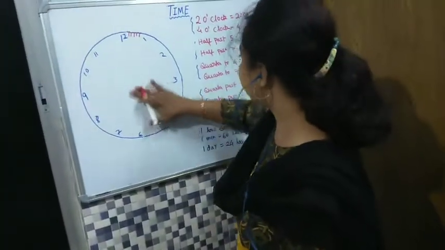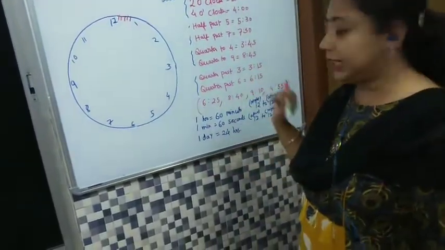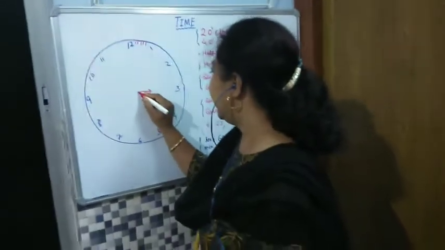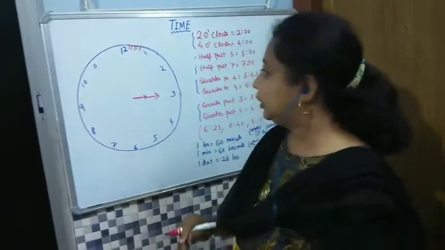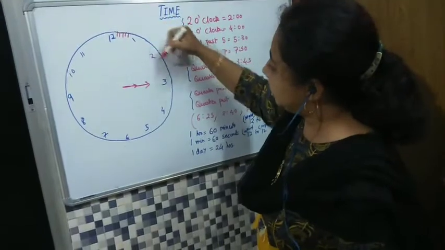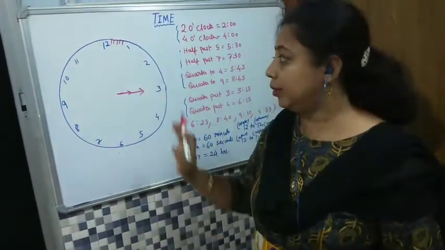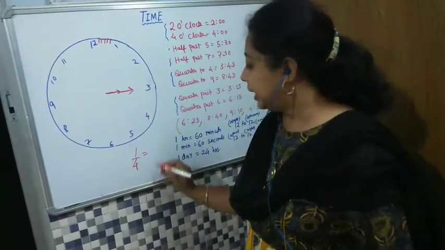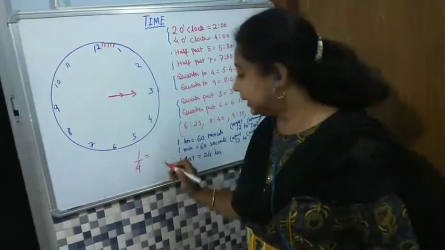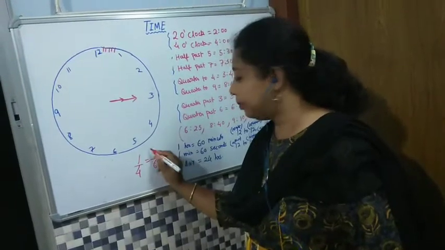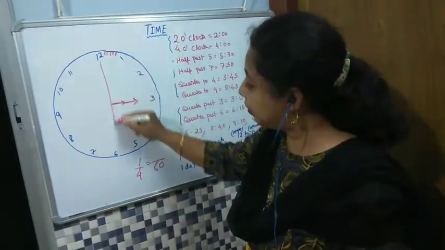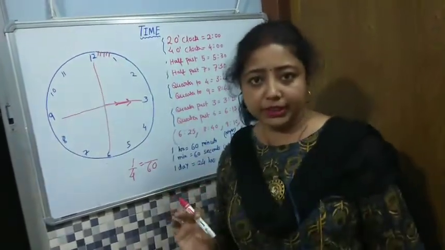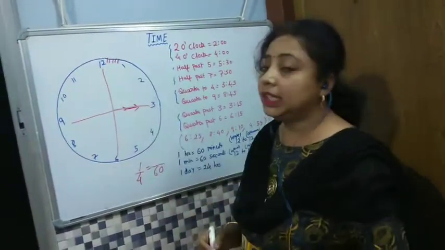Okay. Now we will learn quarter past 3. Quarter past 3 means, suppose the smaller hand is near 3 and the bigger hand is also near 3. So, quarter means 5, 10, 15. Okay. So, 15. Quarter means what? Quarter means 1 by 4. 1 by 4 means if a watch has 60 minutes and it is divided into 4 parts, okay, so 15, 15, 15, 15 minutes each. So, this 15 minutes is quarter.